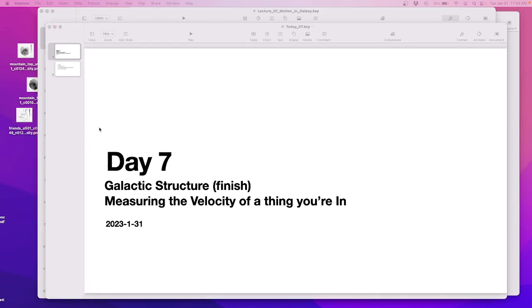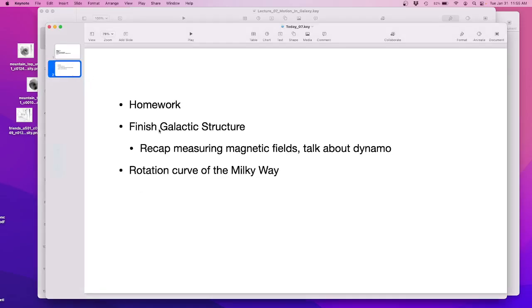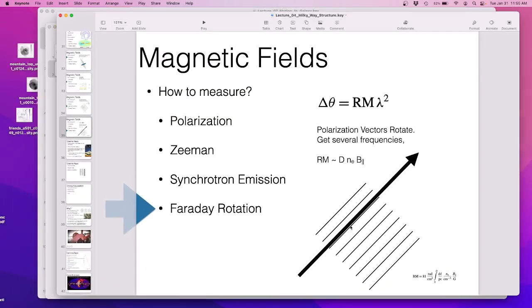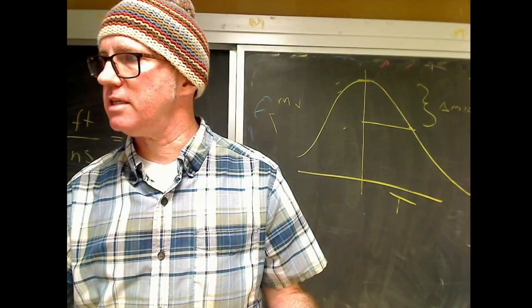Let's see, what else am I doing today? Yeah. We'll do motion in a second. I'm going to finish up on measuring magnetic fields and summarize, because if I spend a second summarizing, then I can ask you questions about it.